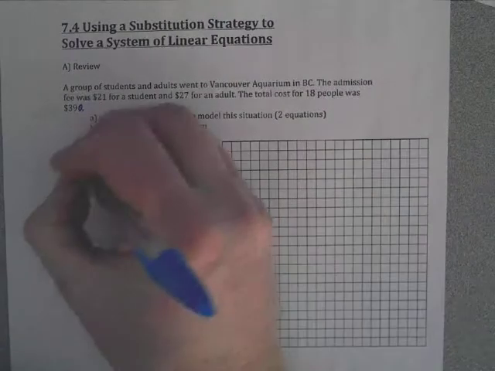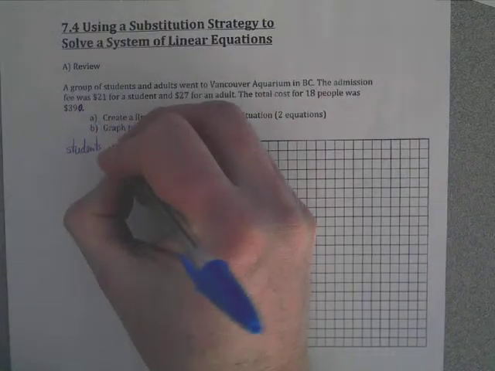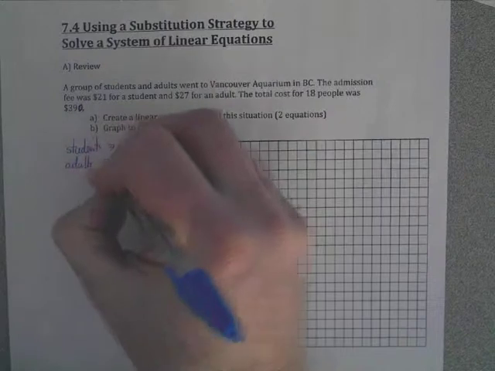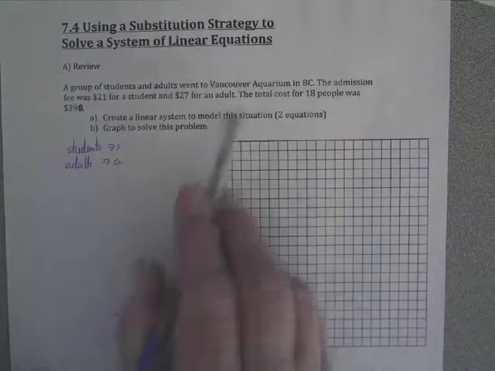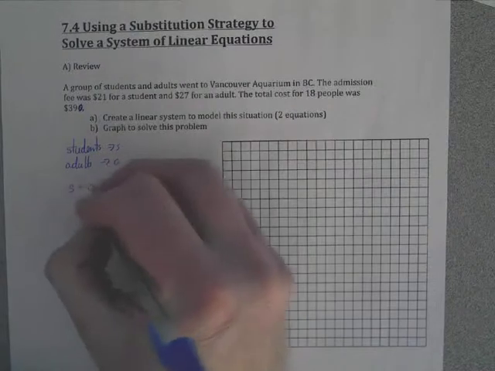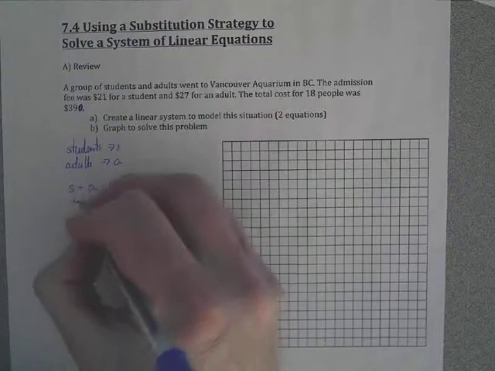So, students are going to be represented by S, and adults are going to be represented by A. My first equation, total cost for 18 people, so I have S plus A equals 18. So I create a table of values.